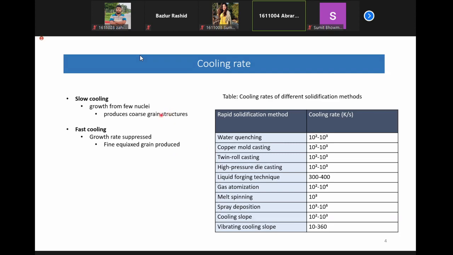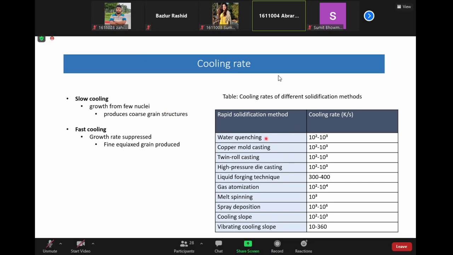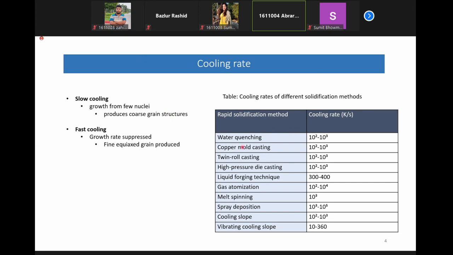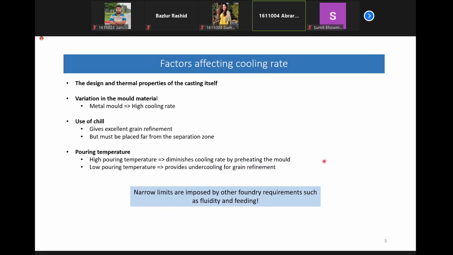Now, the choice of cooling rate will largely depend on the solidification method being utilized. There are different types of solidification methods, and depending on that, the cooling rate will vary. Secondly, there are lots of factors that affect cooling rate. For example, if we use a metal mold, there will be higher cooling rates. If we use a chill, we will get excellent grain refinement because of the very high rate of localized heat transfer.